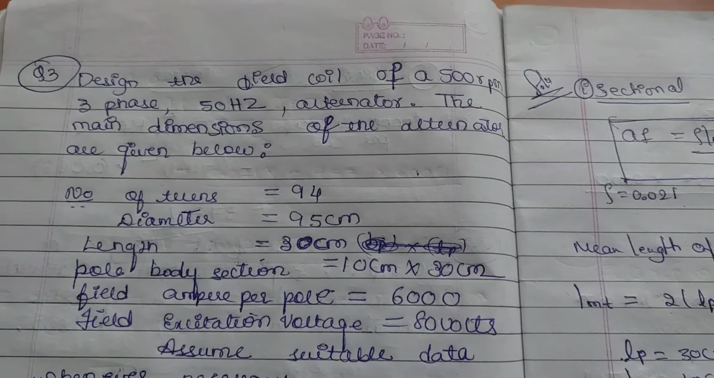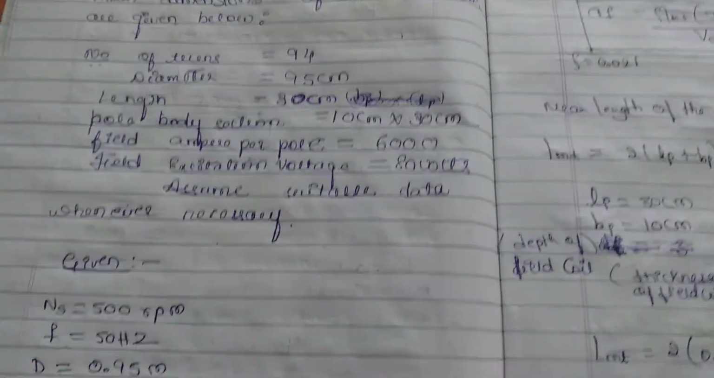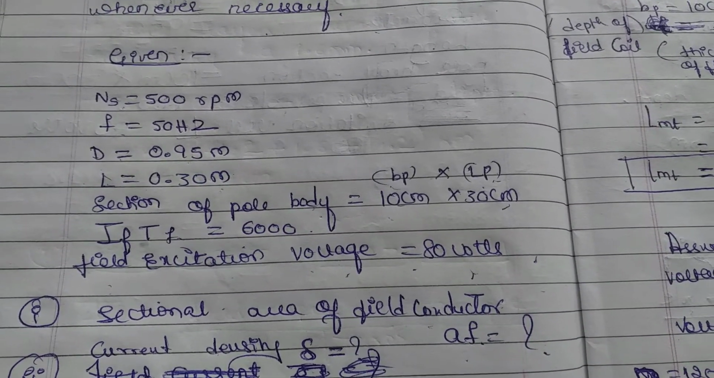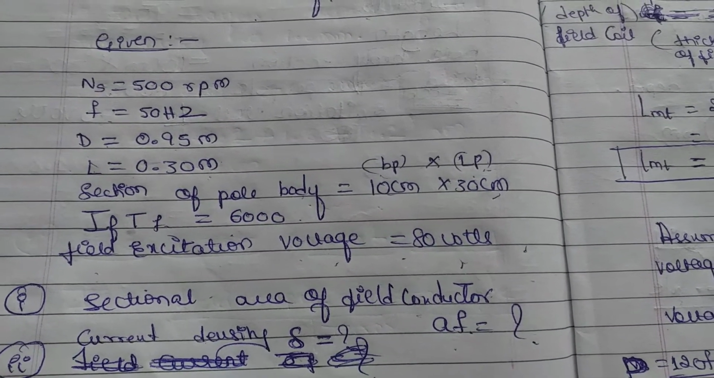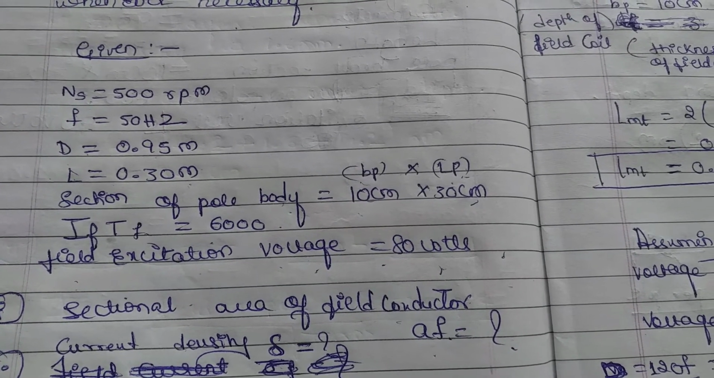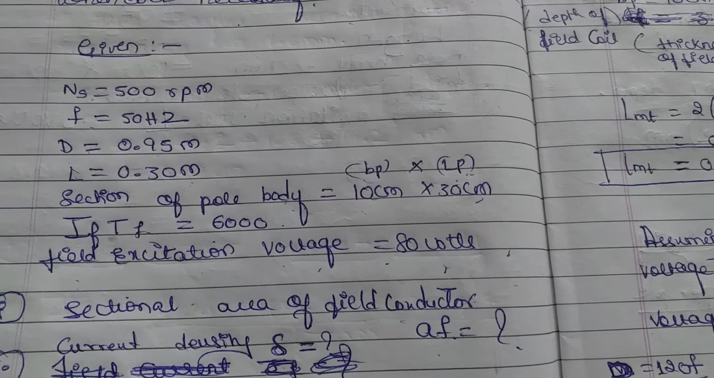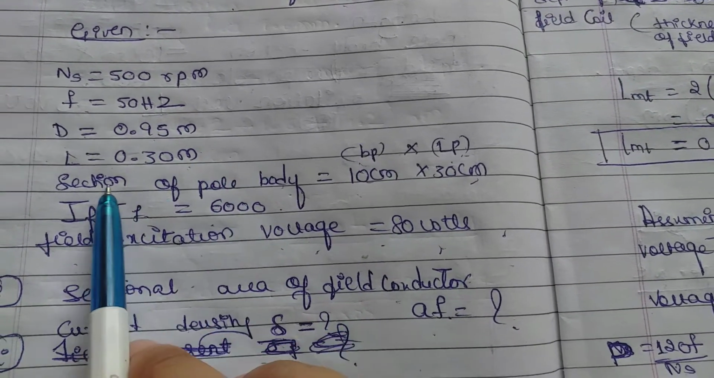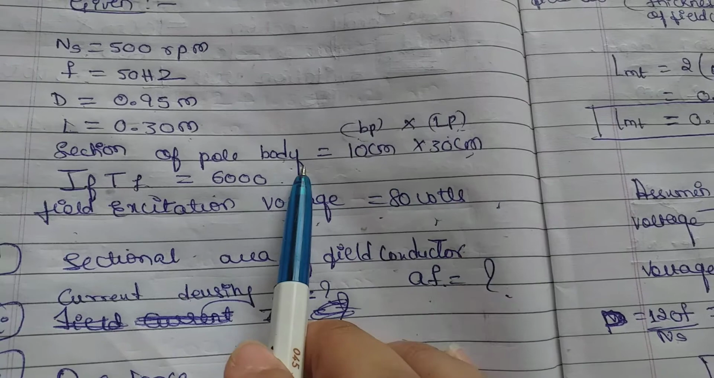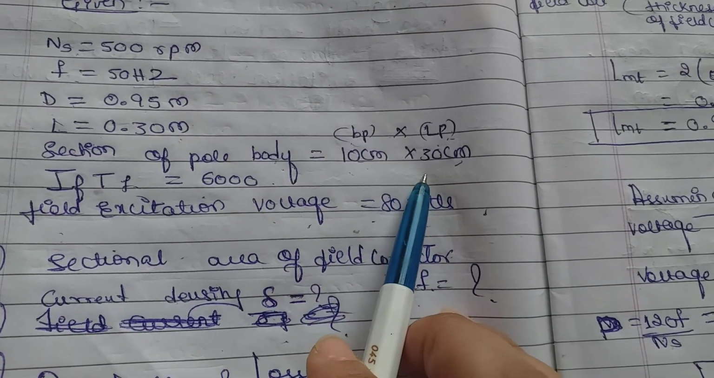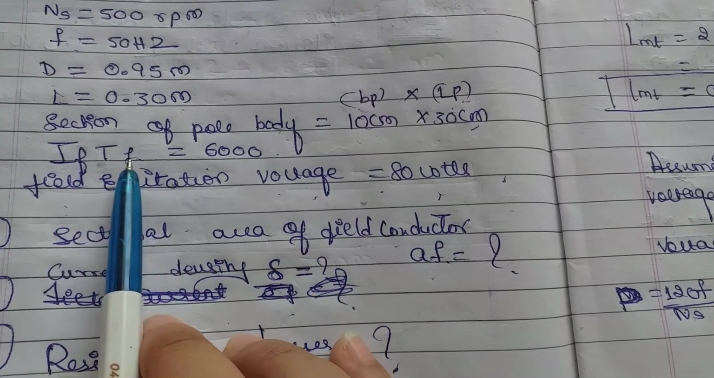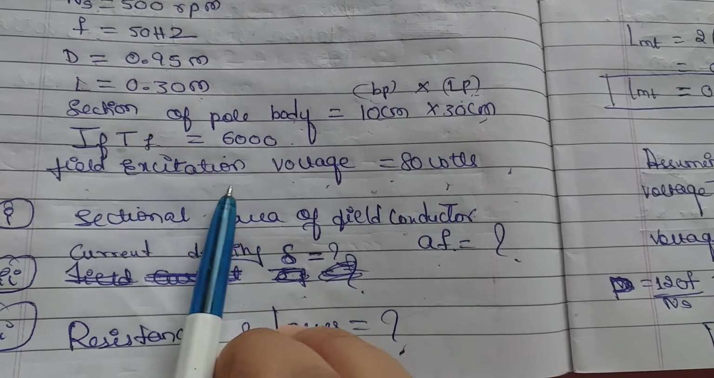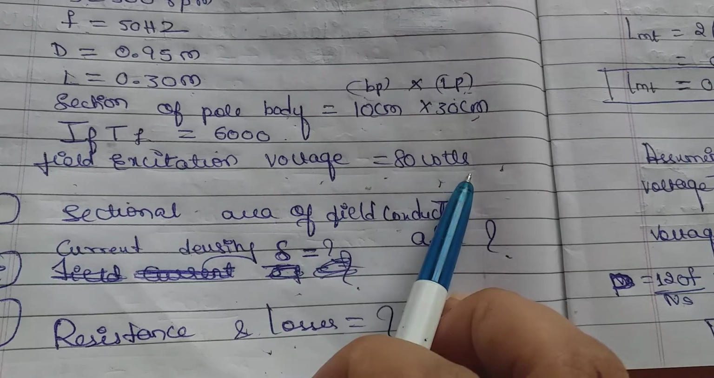Now let us move towards our third problem on the field system design. Let me directly go to the given values. Ns is equal to 500 rpm, frequency f is 50, diameter D of the stator is 0.95, length L of the stator is 0.30 meter. The section of the pole body, that is the width and the length of the pole body, is given. IF, the field ampere turns, is given as 6000, and the field excitation voltage is given as 80 volts.